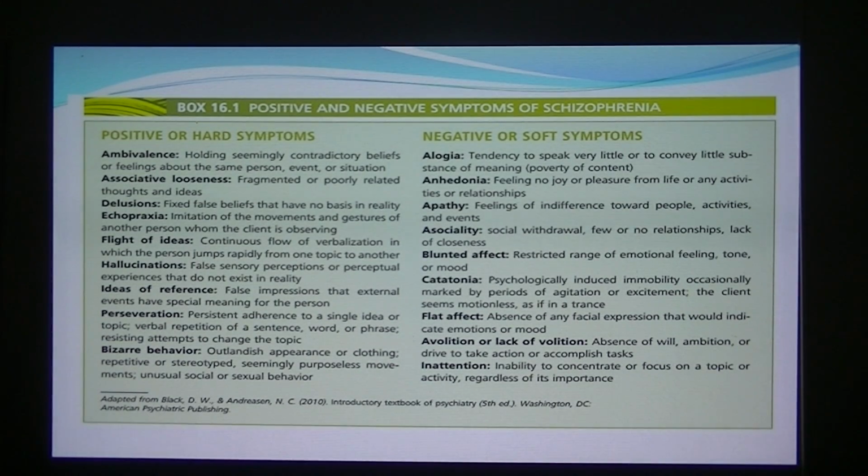The negative or soft symptoms are the absence of things that are normally present. Alogia is where they don't talk much. Anhedonia is when they feel no joy or pleasure with any activity. Blunted affect is showing little or slow-to-respond facial expression, or flat affect, which is showing no facial expression. And catatonia is when a person will move very little or not at all.